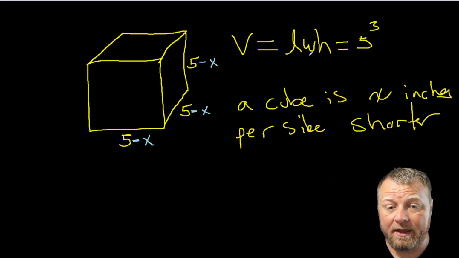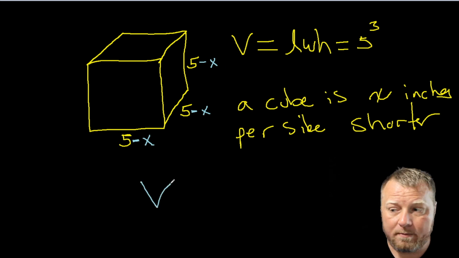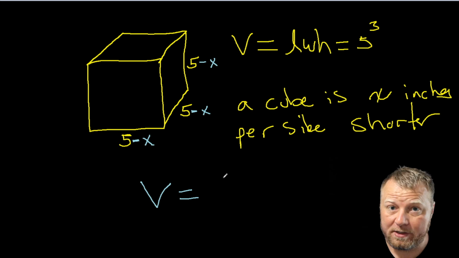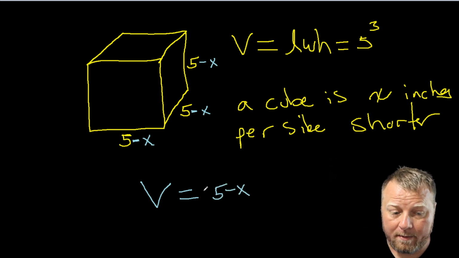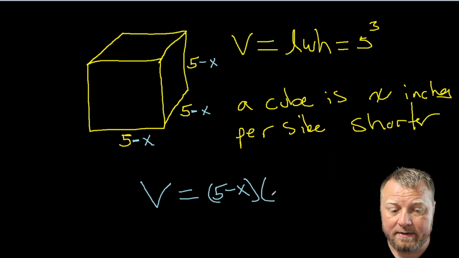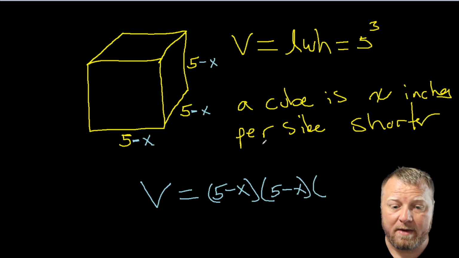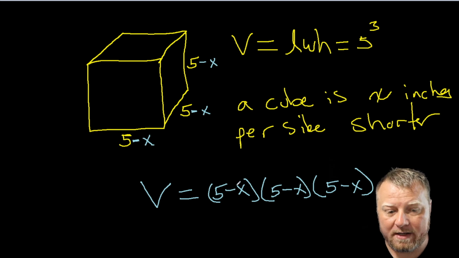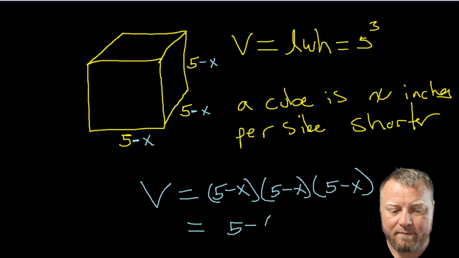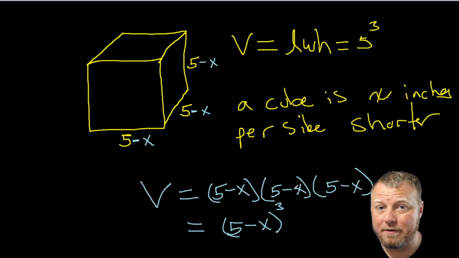And now we still have length times width times height, but let's do this out with the exponent. So the volume equals the length, which is 5 minus X, in parentheses because you have to here, times the width, which is 5 minus X, times the height, which is 5 minus X. You see the pattern here? They're all the same term. So you could represent that more easily as 5 minus X to the third power. And you don't have to expand this out and do the multiplication.